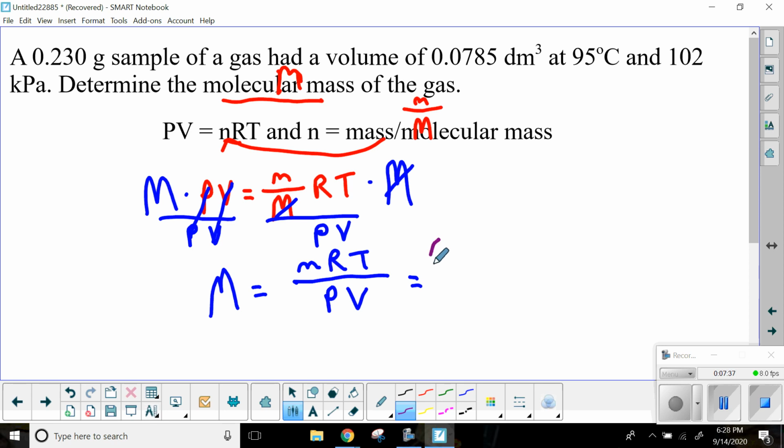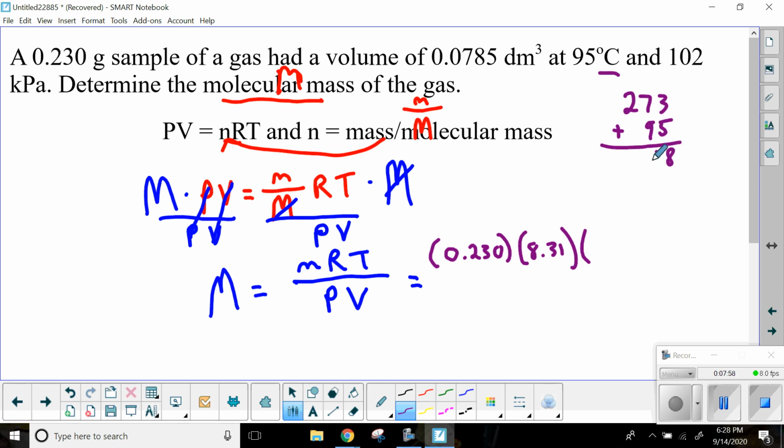So my mass here is going to be 0.230, 3 sig figs there. Universal gas constant 8.31. Temperature, oh, I've got to change that Celsius to Kelvin. So I've got to say 273 plus 95. This is going to give me 368. Don't forget to change your temperature to kelvins. All divided by a pressure of 102 times a volume of 0.0785.